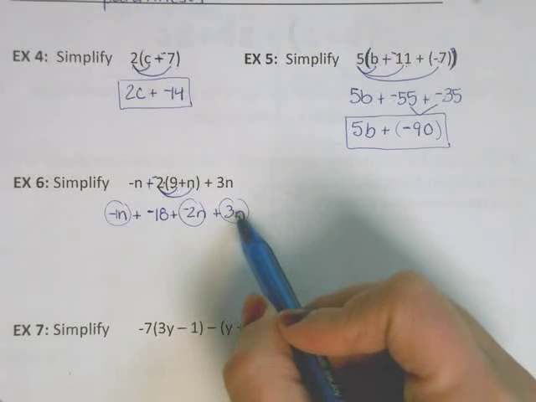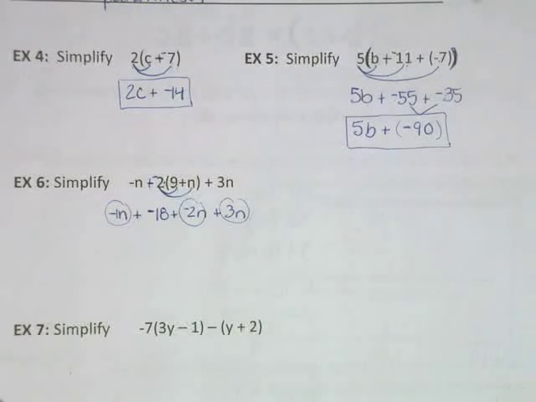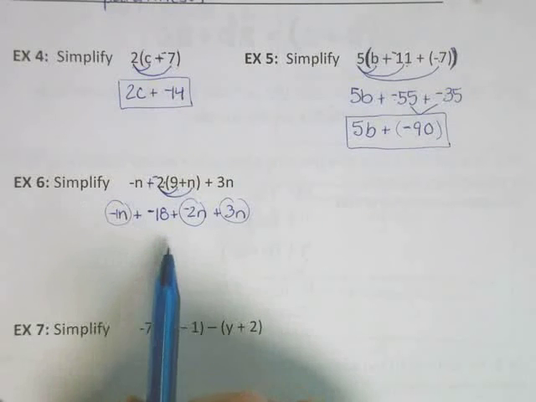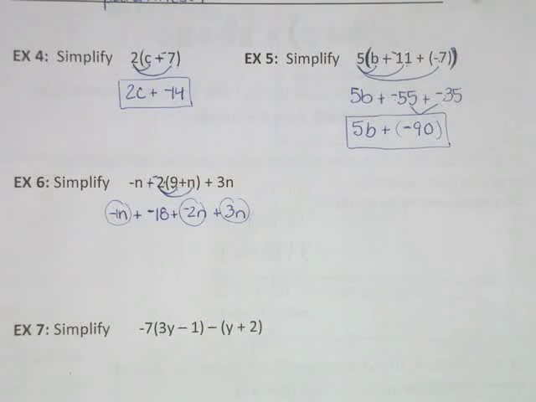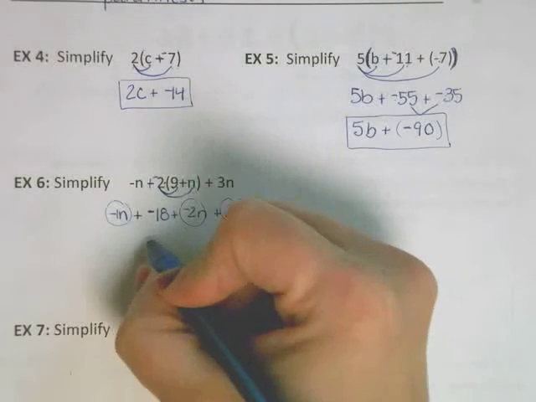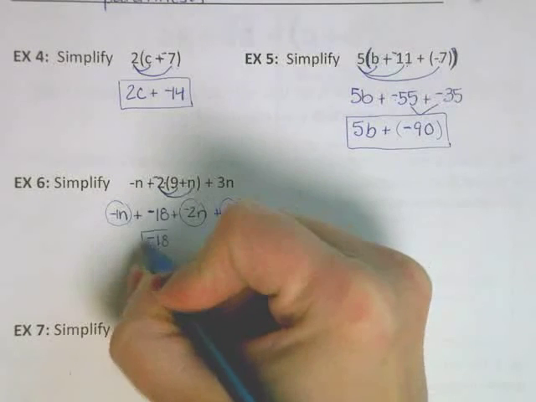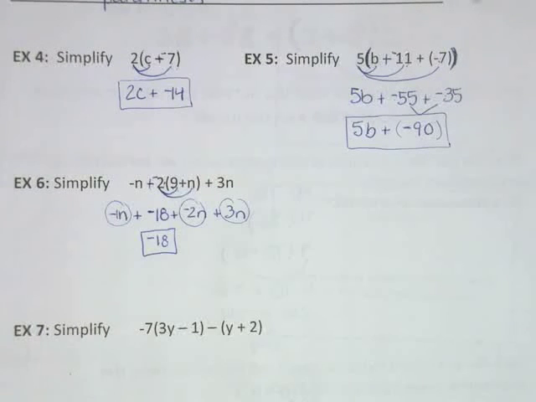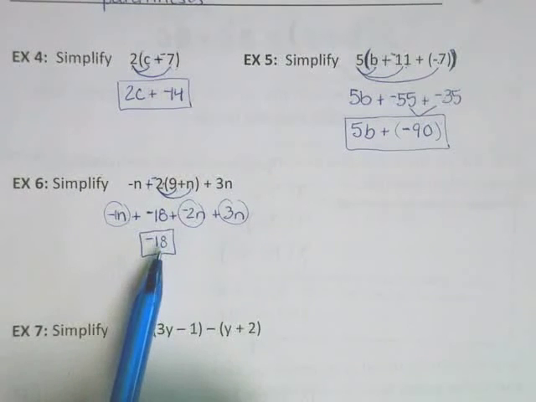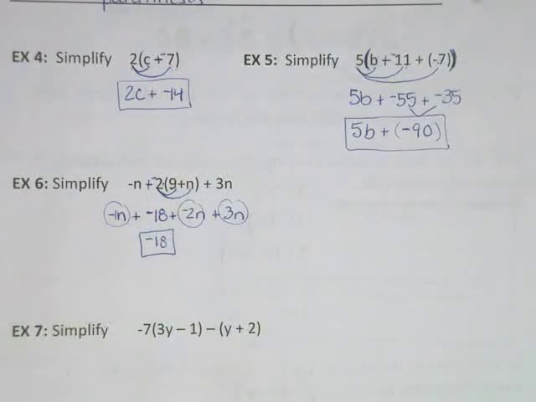Isn't negative 3 plus positive 3 just 0? They're opposites. They cancel each other out. So I actually have no n's left once I add all these together. I could write 0n, or I could just say they're all gone. There's no n's, and all that's left in this particular one is a negative 18. That's simplified down really well. I would say negative 18 is way simpler than this guy up here.